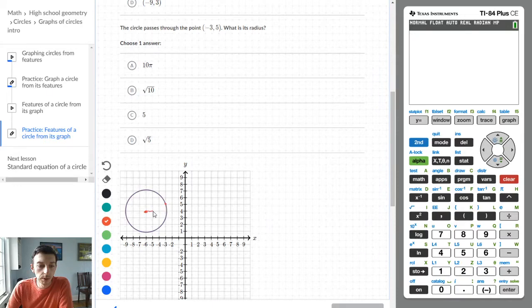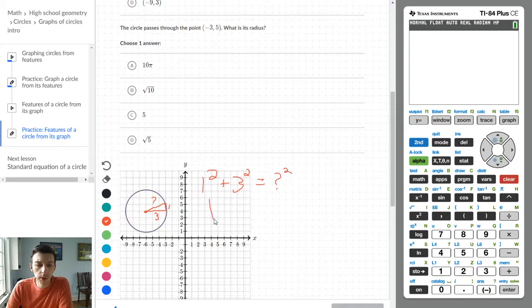Now if you count over the distance that would make a triangle, and then you count the distance up, this makes a right triangle, where the distance that we want to find is the hypotenuse. The number of boxes over, 1, 2, 3, is a 3, and the number of boxes up is just a 1. So if you use your Pythagorean theorem, you should be able to solve this.